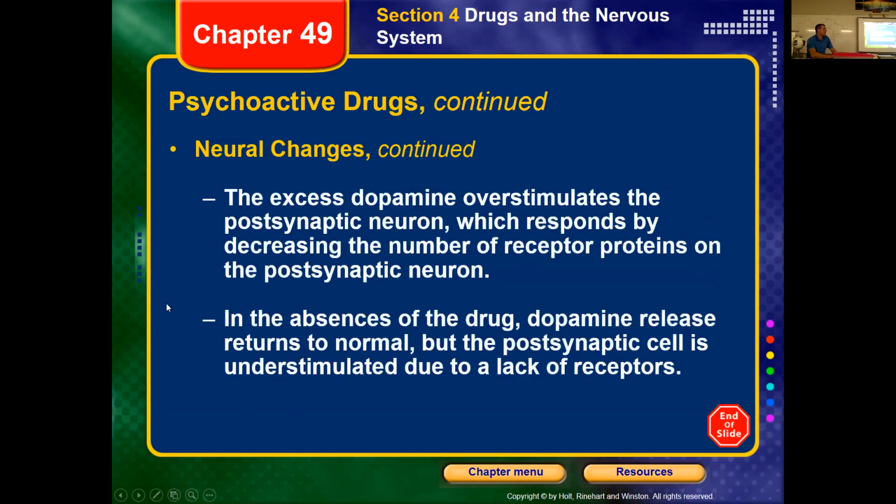Once you reach a certain point, that postsynaptic nerve, that second nerve, is going to reduce the number of receptors to try to stop itself from firing all the time. And when that happens, now the cocaine isn't going to have the same amount of effect.